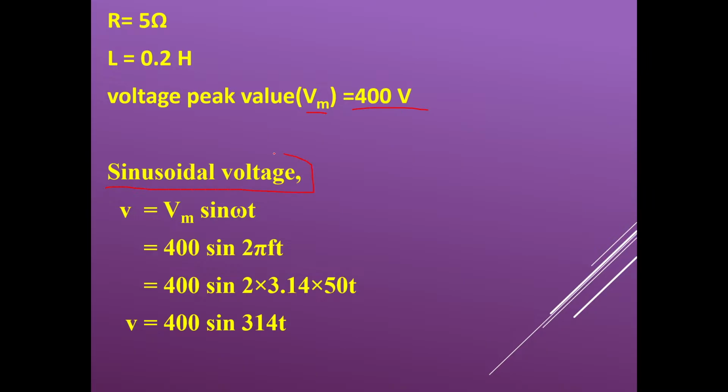So what is our sinusoidal voltage now? The formula is V equal to Vm sine omega t, or V of t is equal to Vm sine omega t, you can write. So Vm is the peak value, 400 sine omega t. Omega means 2 pi f t. So 2 into pi value 3.14 into f, the frequency 50. So what is V? 400 sine 314t. Okay, so this is the input voltage. So our input voltage is V equal to 400 sine 314t.